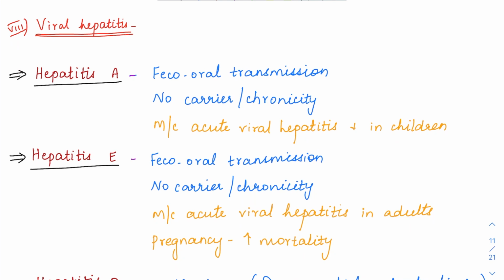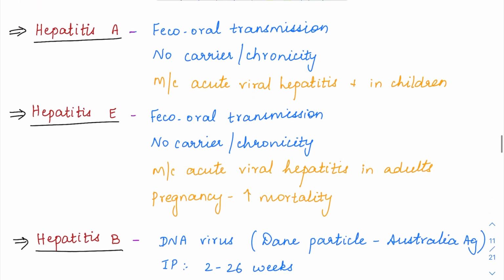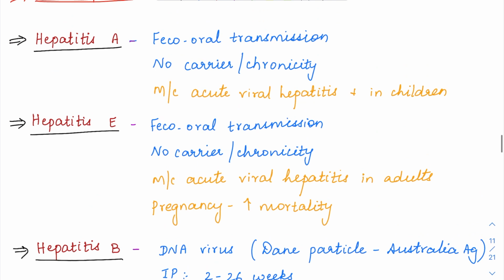Then we'll see about viral hepatitis. So viral hepatitis, we have 5 major viral hepatitis: hepatitis A, B, then C, D and E. Viral hepatitis A and E are going to be caused by a fecal-oral transmission, and both of these, hepatitis A and E, do not have a carrier state or a chronicity state.